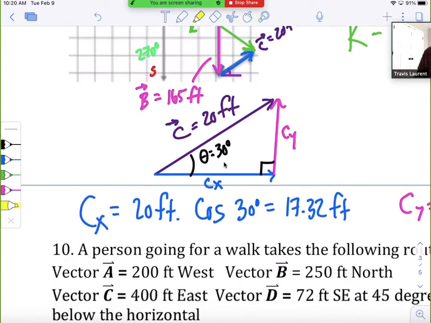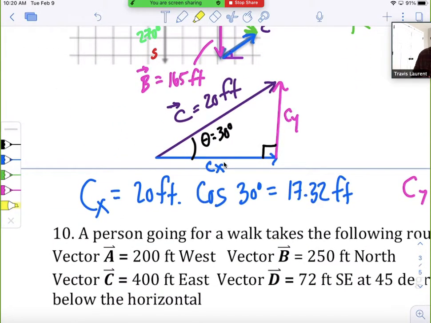So to get what that's worth, you're just going to say it's 20 feet times the cosine of the angle. So CX is going to be equal to 17.32 feet. So basically, when you move along your hypotenuse here, 20 feet at that angle, 17.32 feet of it was in the x direction.